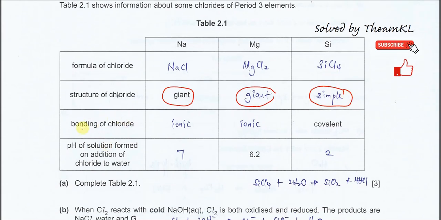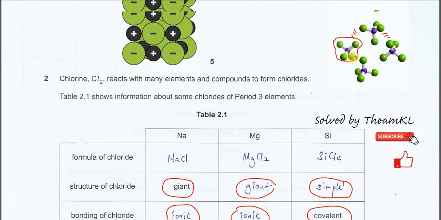For the third one, bonding of chloride. So this one is easy. Sodium chloride is ionic bonding. Magnesium chloride is ionic bonding. The SiCl4 is covalent. Covalent between the atoms in the molecule. Between the molecules, then, it is just van der Waals forces, the intermolecular force.